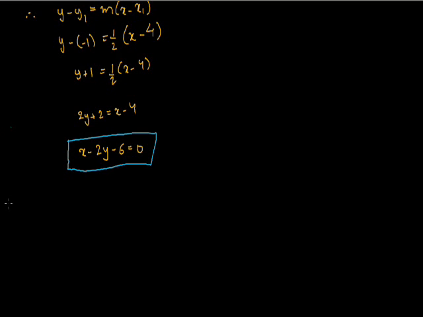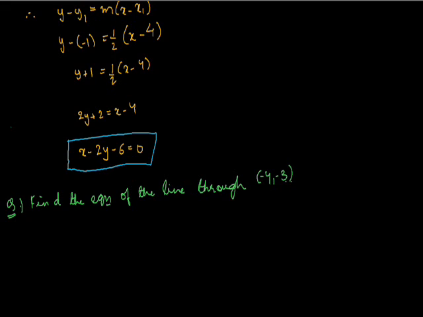We shall do one more question. The question goes here: find the equation of the line through minus 4, minus 3 and 3, 2. We are required to find the equation of the line which passes through these two points.